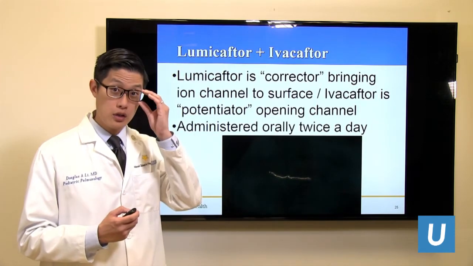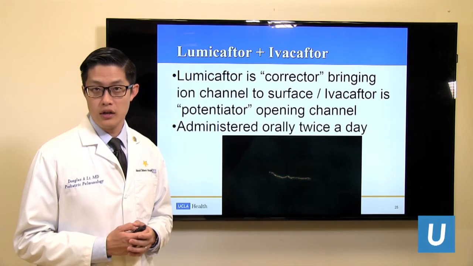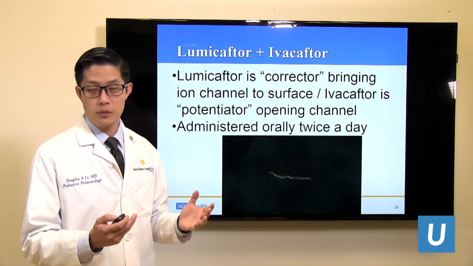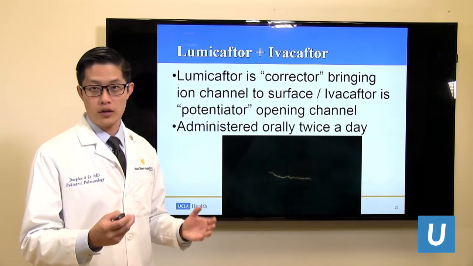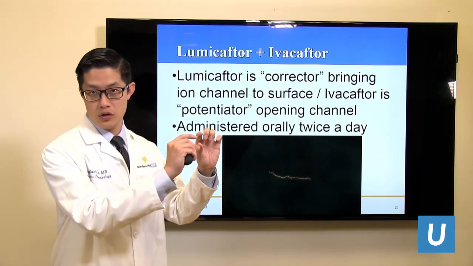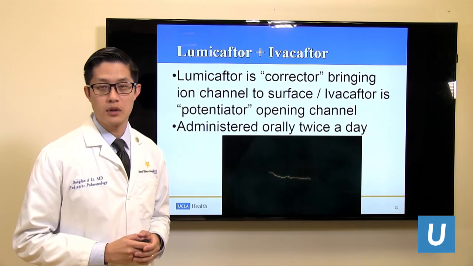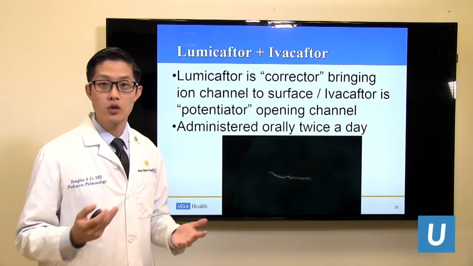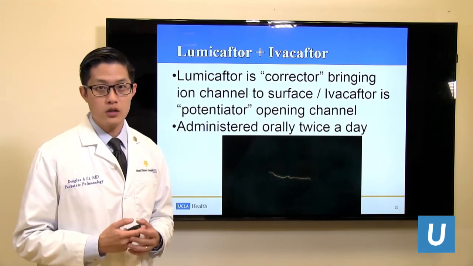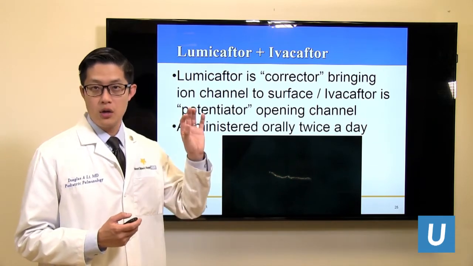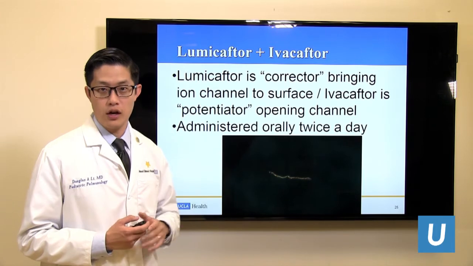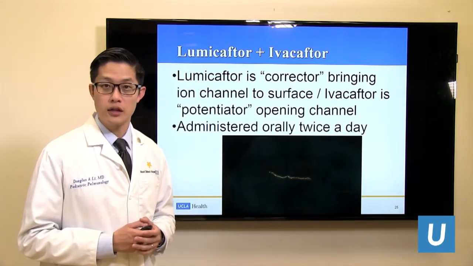So our next medication is a combination medication. If ivacaftor was a potentiator, meaning it works on the ion channels at the surface, let's add on a second drug that'll help more ion channels get to the surface so that ivacaftor can work on it. So that's a combination medicine called lumacaftor with ivacaftor. So this is a corrector to bring the ion channel to the surface, plus the potentiator to work on it once it's there. And it's also given twice daily as a pill.